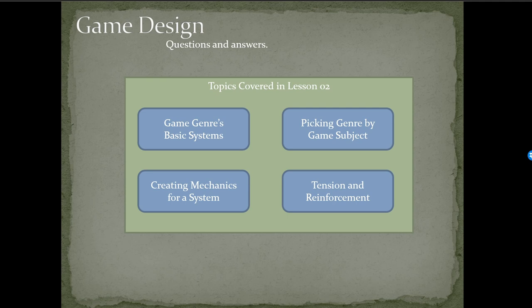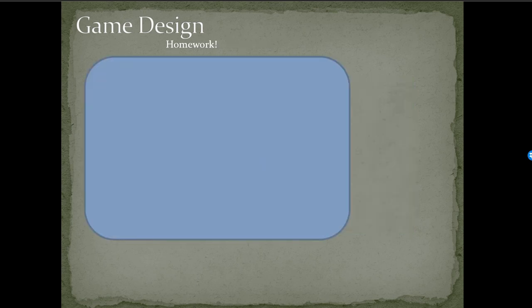And then you have mechanics of tension and reinforcement. Every mechanic should either reinforce a system, or it should create tension in the system. If it doesn't do either, generally you're going to want to cut it because it's not reinforcing something and it's not creating tension that makes the game more interesting. And so when you create a mechanic and it doesn't seem to do anything for the game or it doesn't fit in, cut it. That's just a general principle.